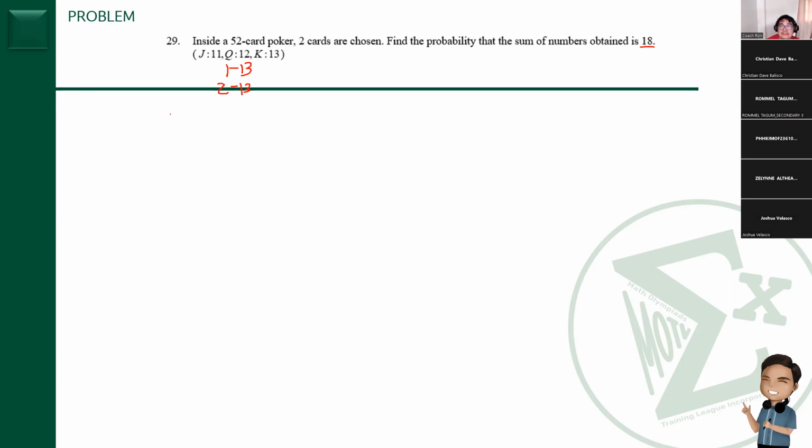Okay. Now, the sum of 2 numbers is 18. How do you get that one? So we get 5 plus 13, 6 plus 12, 7 plus 11, until we get 13 plus 5. So how many are there? 5, 6, 7, 8, 9, 10, 11, 12, 13. 9 sets. Right? 9 sets.